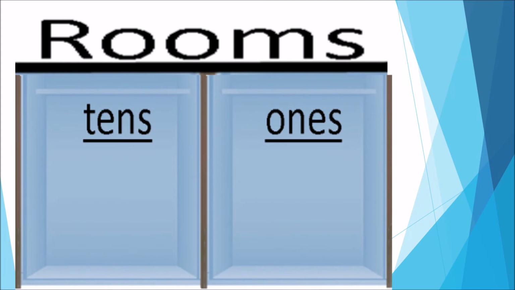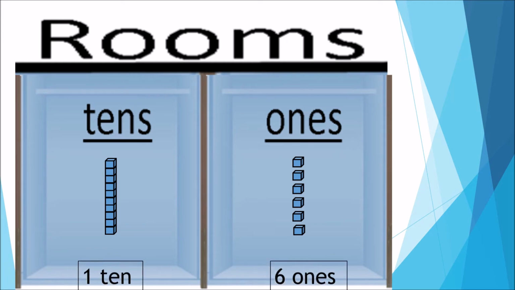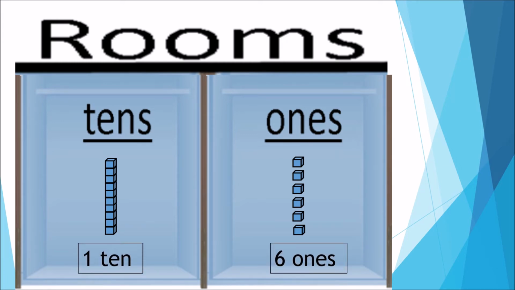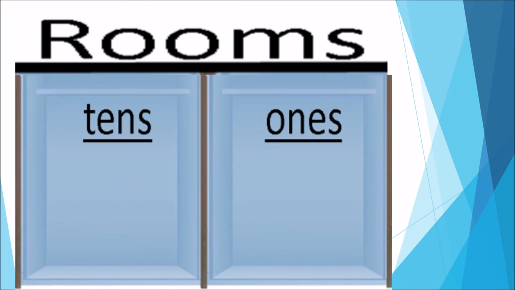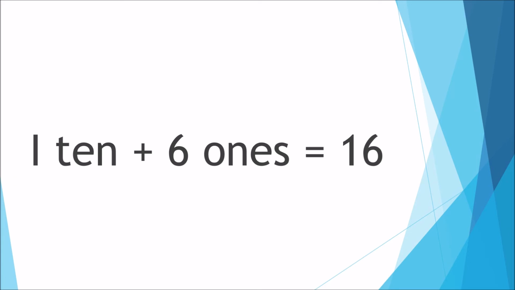Let's put more blocks. 1 ten and 6 ones. Let's put the digits. What would go in the tens? 1. What would go in the ones room? 6. Do you know that number? 1 ten plus 6 ones equals 16. Very good. That number is 16.